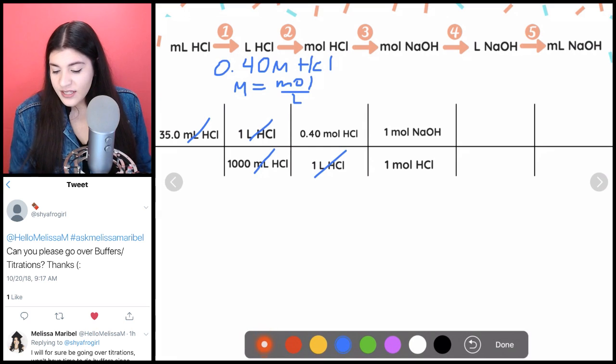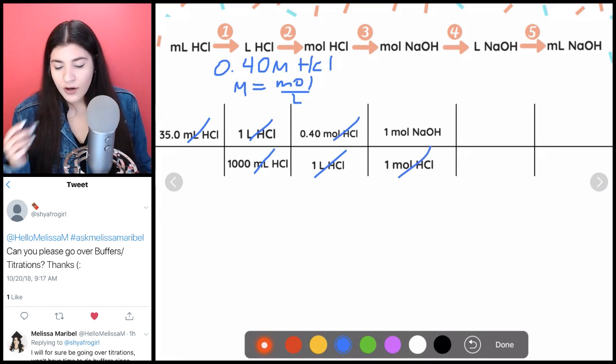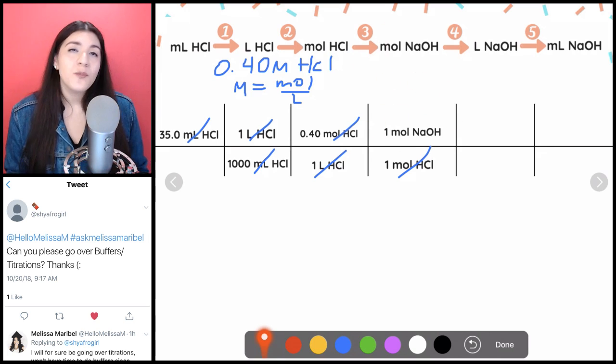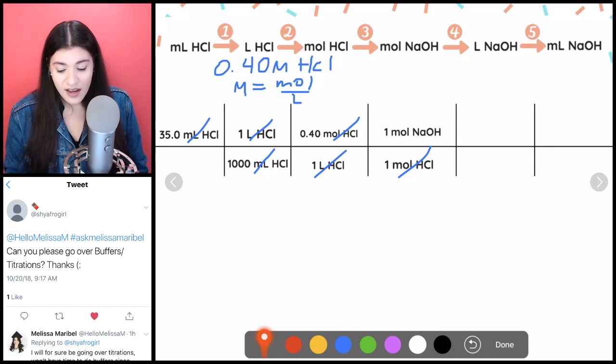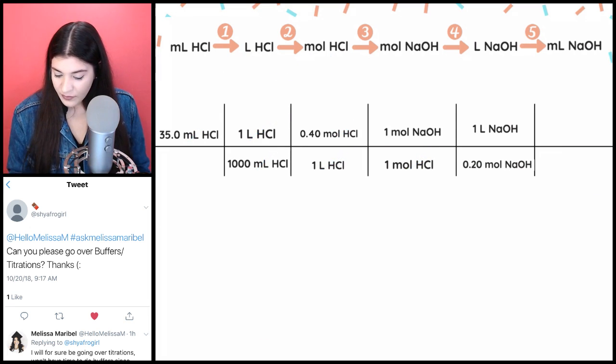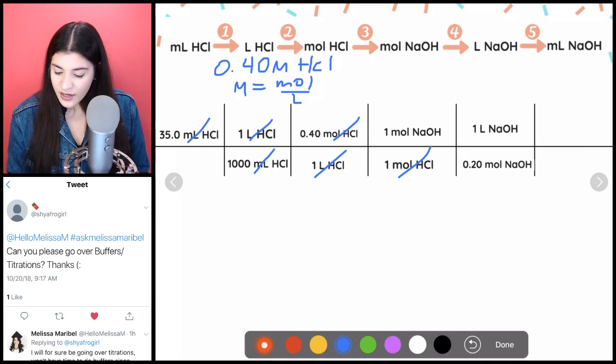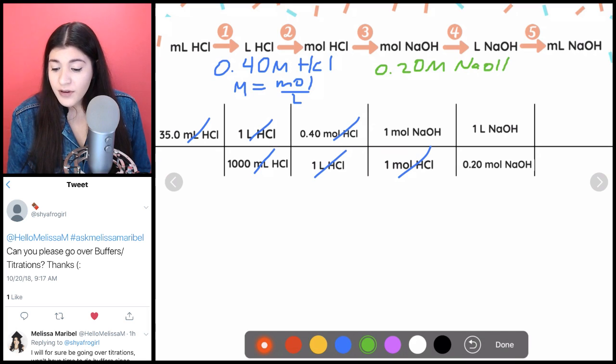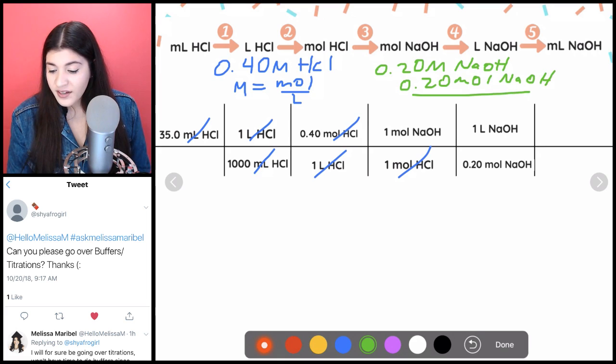And then from here we see, okay, our moles of HCl cancel. And then now we're at moles of NaOH. Once again, we're going to use another molarity that was provided. The other molarity that was given to us, and I'll write that here, was 0.20 molarity of NaOH. I can rewrite this as 0.20 moles of NaOH divided by 1 liter.